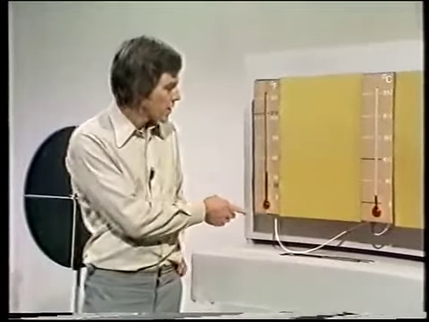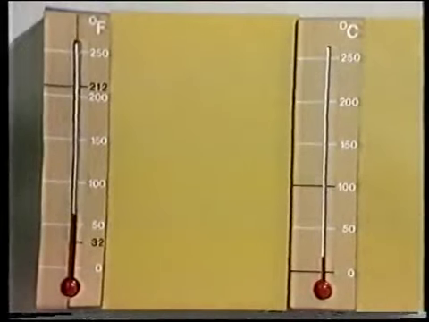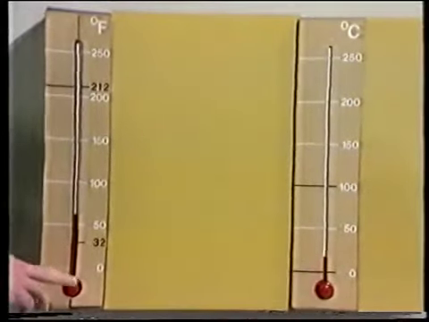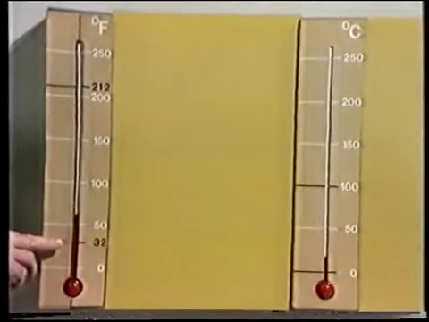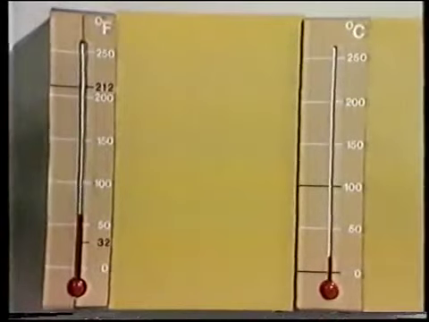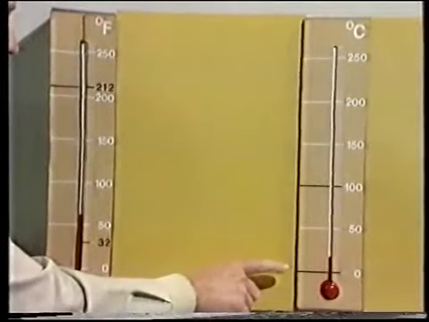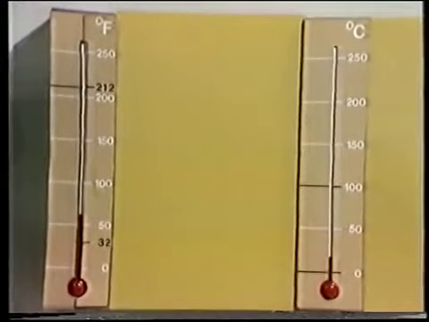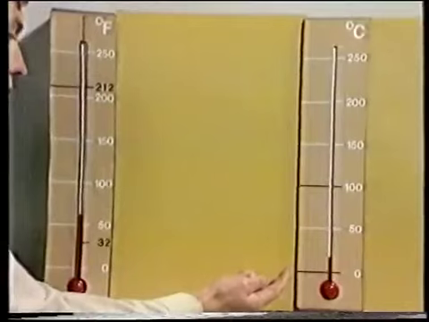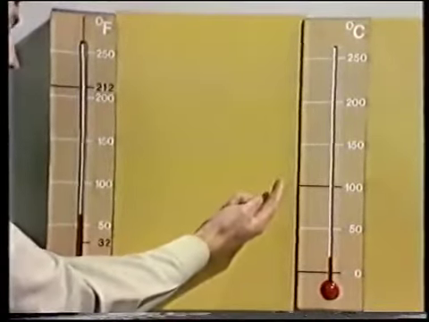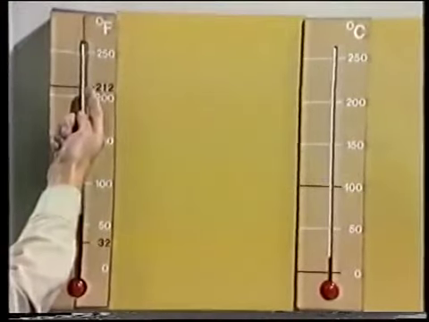These represent thermometers. This one is in the traditional Fahrenheit scale, and this one in centigrade. With Fahrenheit, the freezing point of water is 32, and the boiling point of water is 212. And in the centigrade scale, the freezing point of water is 0, the boiling point is 100. So a reading of 0 on this scale corresponds to a reading of 32 over here. A reading of 100 there corresponds to a reading of 212 back here.